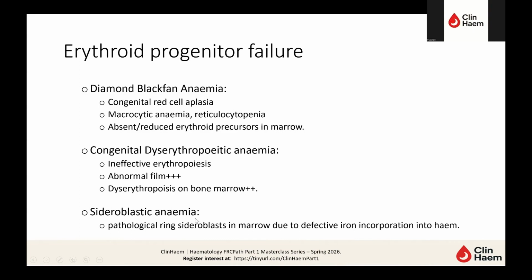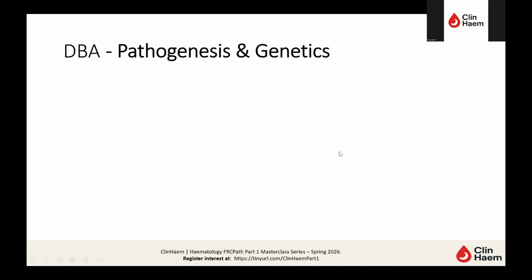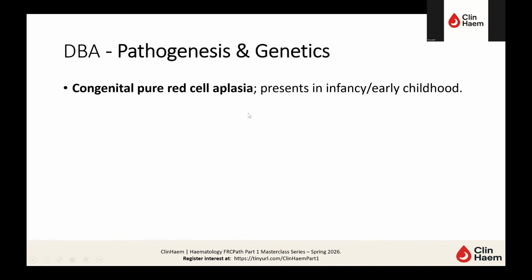And then sideroblastic anemia, you will see ringed sideroblasts, which are a specific type of red cell precursor, which I'll show you a picture of, where the nucleus is surrounded by iron deposits, because the problem is that the iron is not being incorporated into heme for various reasons, even though it's present there. They can ask you definitely about the pathogenesis of this.